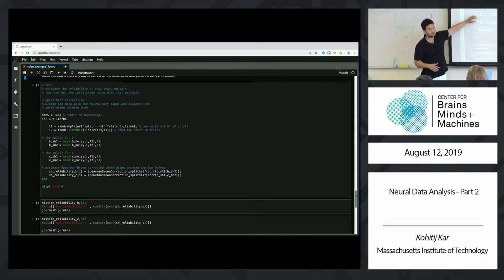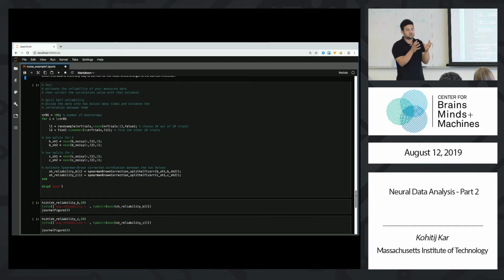build two split halves of B, split half 1 and split half 2, and build two split halves of C, that's split half 1 and split half 2. And this is basically the mean across those individual trials that are not the same, right? So now you can correlate these two, and you can find out how correlated my signals are if I split all the trials randomly into two halves.